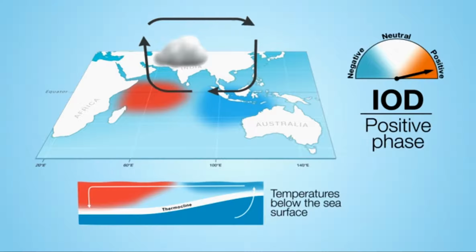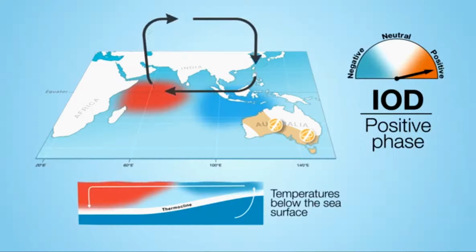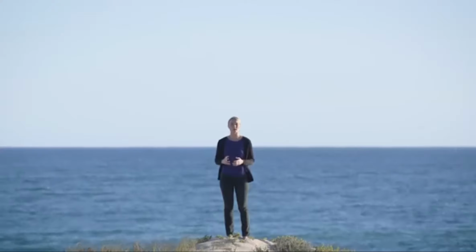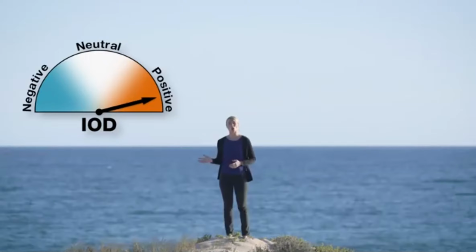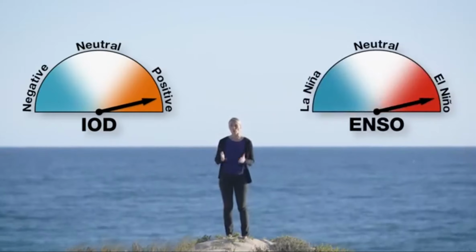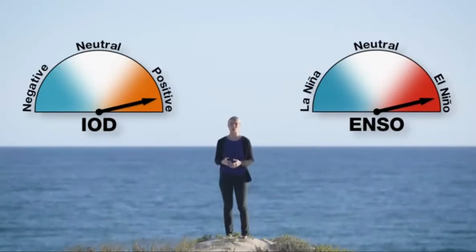With cooler waters and descending air in the eastern Indian Ocean, less cloud forms. This changes the path of weather systems coming from Australia's west, often meaning less rain over central and southeast areas. Often, but not always, a positive IOD coincides with the drying influence of the El Niño in the Pacific, both drawing rainfall away from Australia.